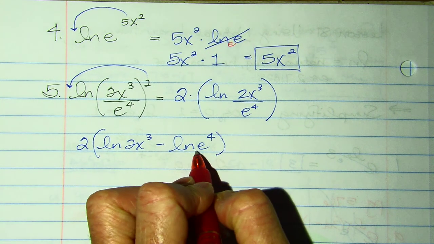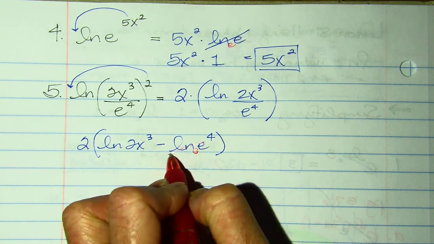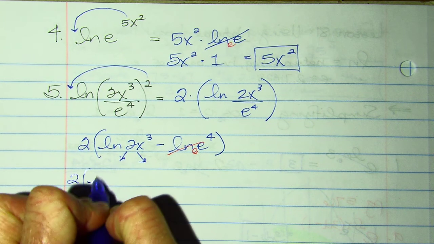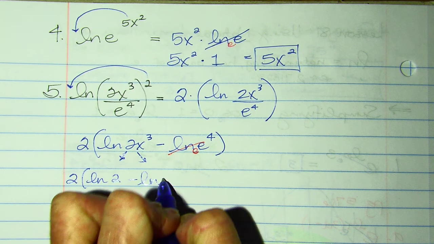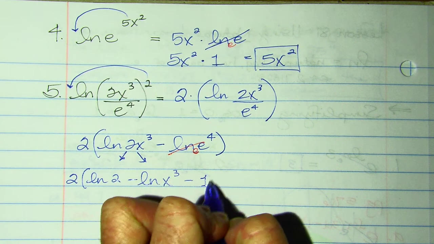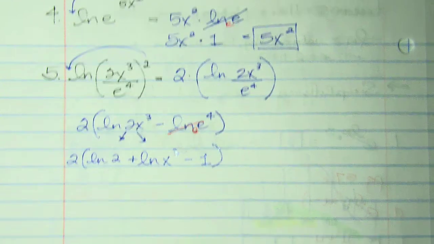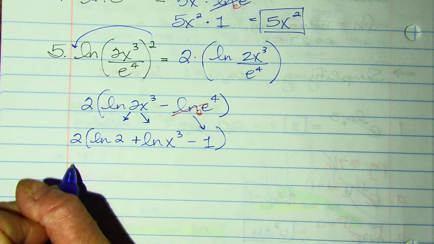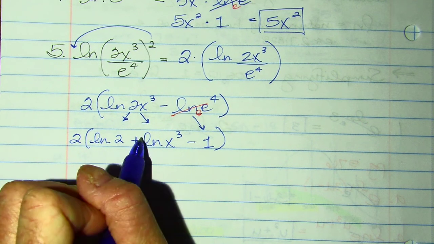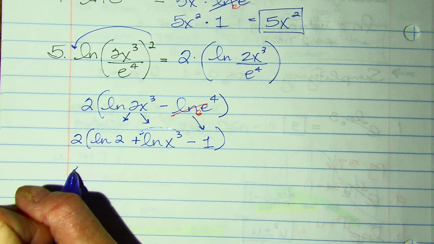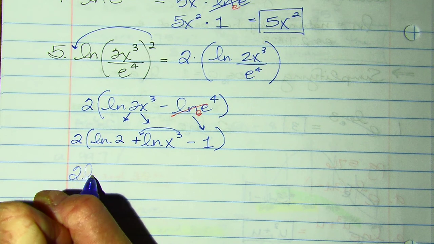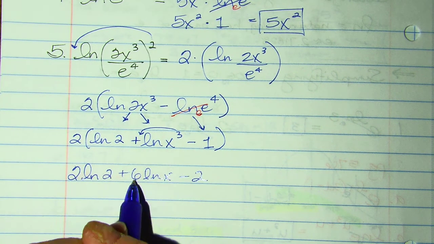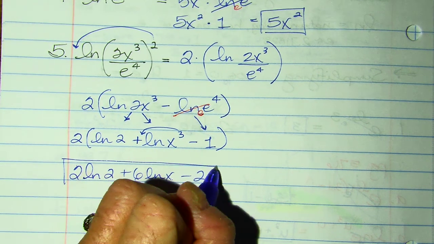One thing I noticed, this is gone, and I'm going to separate this one. So I have 2 times the natural log of 2 minus the natural log of x cubed minus 1. Oh, sorry, this is plus, because this became 1. And then the last thing we're going to do, I'm going to bring this 3 out front and then distribute by 2. So my final answer is 2 natural log of 2 plus 6 natural log of x minus 2. And this is 6 because that 3 comes out front.